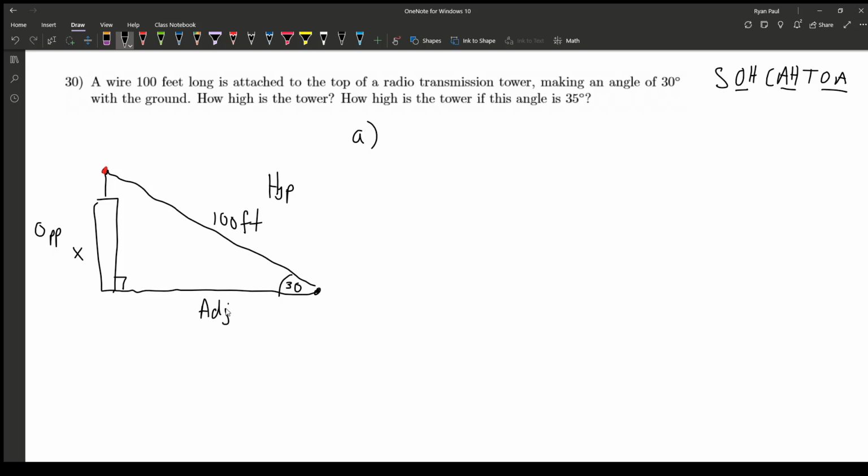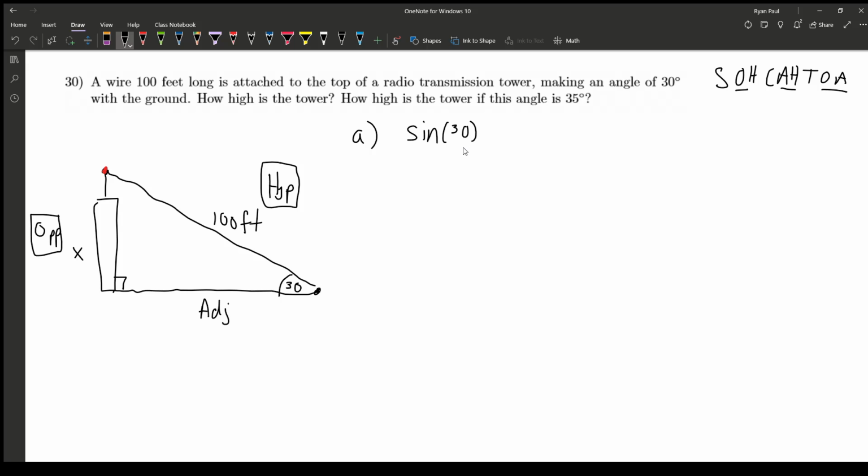All right, now we have nothing for the adjacent. We're not trying to find it or anything, so we're not looking at that one. We need to use the opposite and the hypotenuse. So which one of these uses opposite and hypotenuse? This one uses adjacent. This one uses adjacent. This one uses opposite and hypotenuse. So sine. So it is sine of 30 degrees, right?